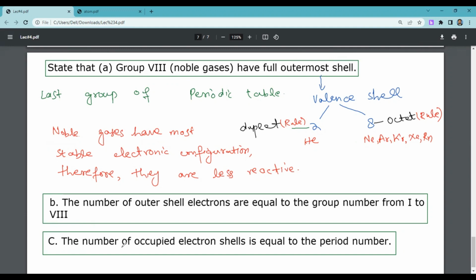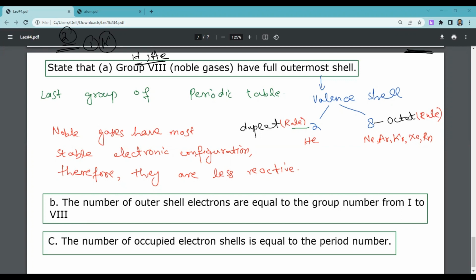The last one is that the number of occupied electron shells is equal to the period number. We discussed that the number of outermost electrons is indicated by the group number, and the number of shells, how many shells are present in the first period? Only one shell. K is present in the first period. You can see that in the first period only 2 elements are present, hydrogen and helium. Therefore, in the first period only one shell is present.